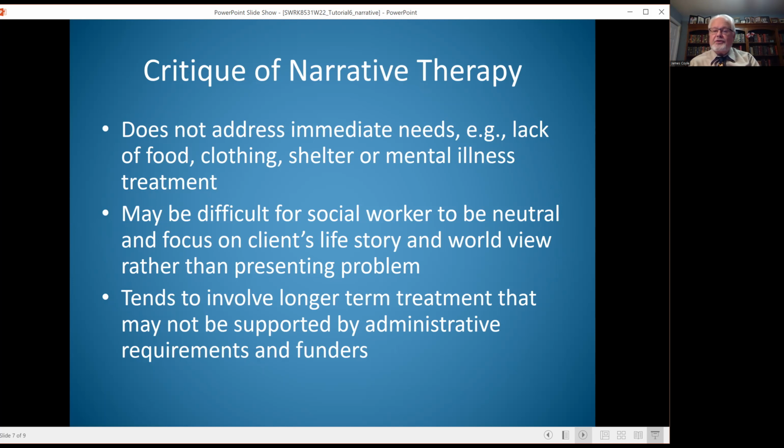It may be difficult for the social worker to be neutral and to focus on the client's life story and worldview, rather than doing something right away about that presenting problem. Because a lot of times we feel in our own mind we have to do something about that right away, and that becomes secondary in this model. And it tends to involve longer term treatment, and sometimes that doesn't fit with either administrative requirements or insurance requirements that want this presenting problem addressed more quickly.